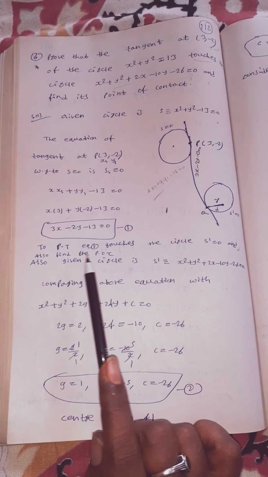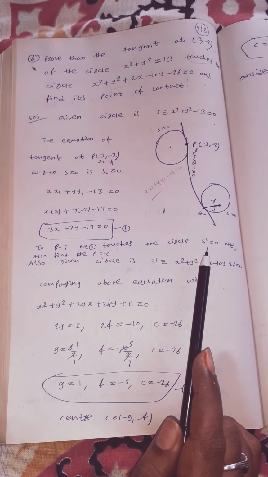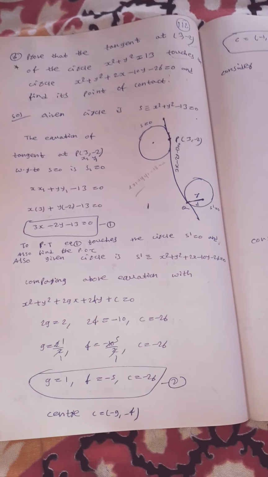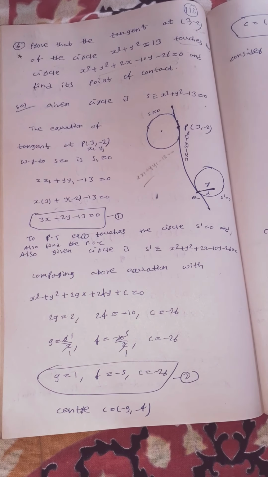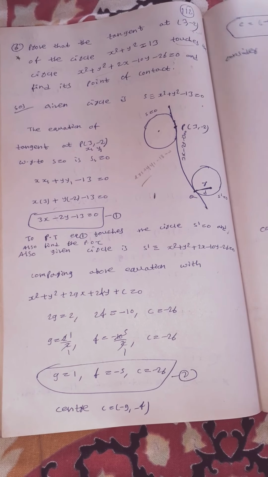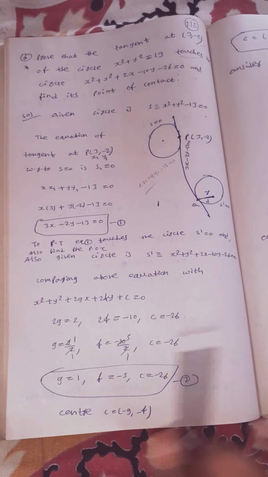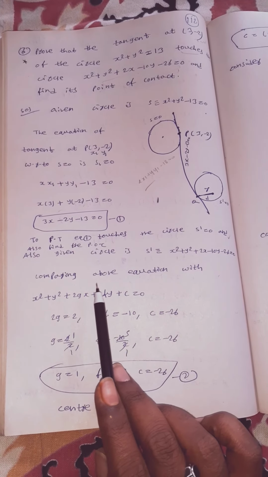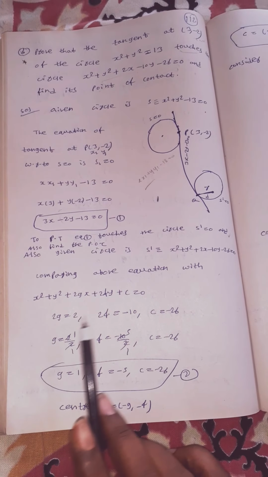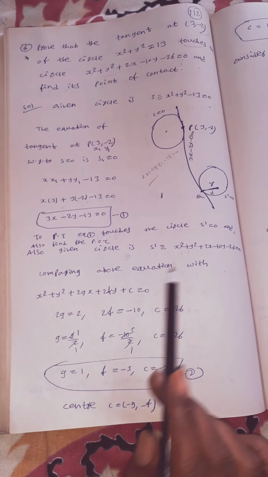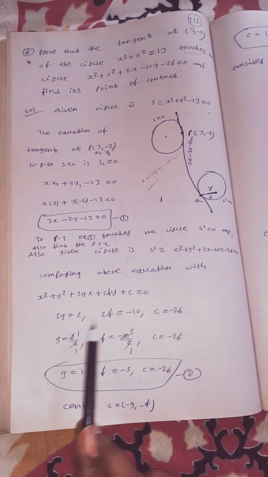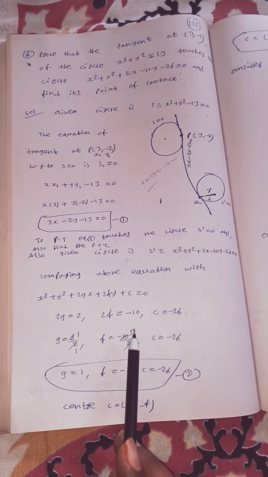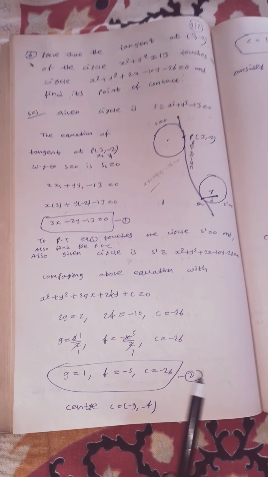So we are given to prove that equation 1 touches the circle S dash equal to 0 and also find the point of contact. Touches the circle means what we should prove, children? R is equal to d. R is equal to d. So now comparing the above equation with this one, after comparing you will get 2g value is 2, 2f value is minus 10, c value minus 26. So we got the g value, f value, c value, children.